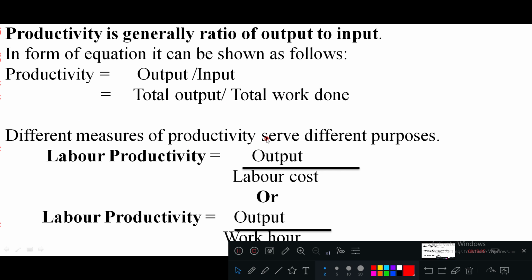So here different measures of productivity serve different purposes, that is again dependent upon the labor cost as well as the work hour, right? So this first, labor productivity, is dependent upon the labor cost, that is how exactly we are going to pay the cost for them, whether it is with the daily wages or with the monthly wages. And work hours again depend upon the total works what we are expecting from the labors. Okay, so that is also how we can measure the labor productivity part in the construction industry.